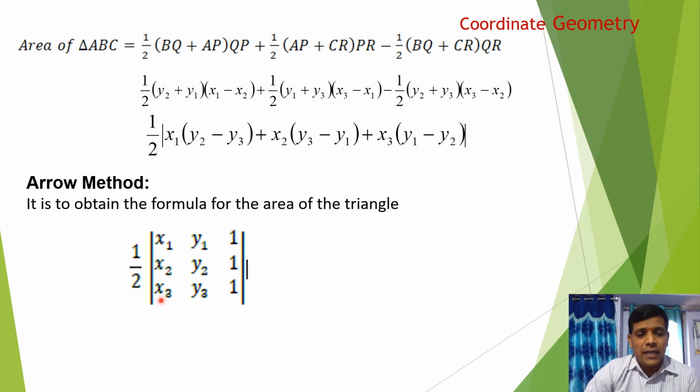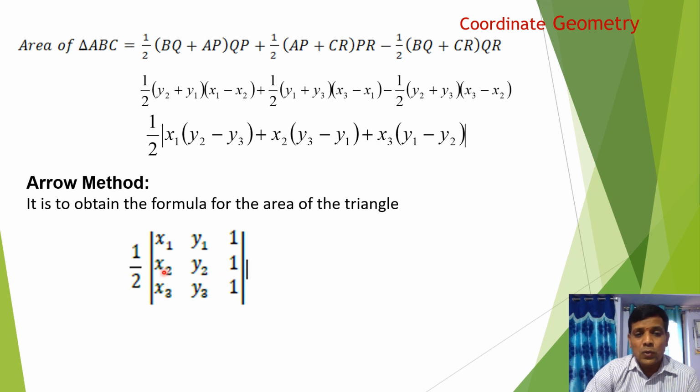Finally, the x3 coordinate, x3 value. So remove the complete x3 column and the last, third row. What are the remaining values? y1 minus y2. So coming to first, take x1 first, and remove the first column and first row. What are the remaining values? y2, y3, 1, 1. So take cross multiplication: y2 minus y3.